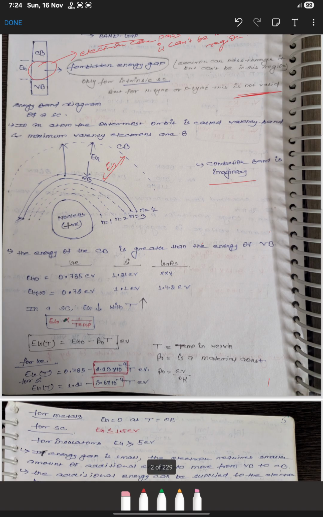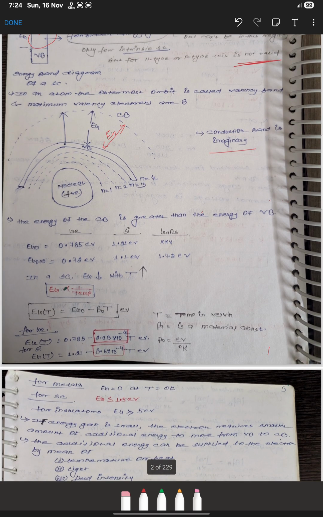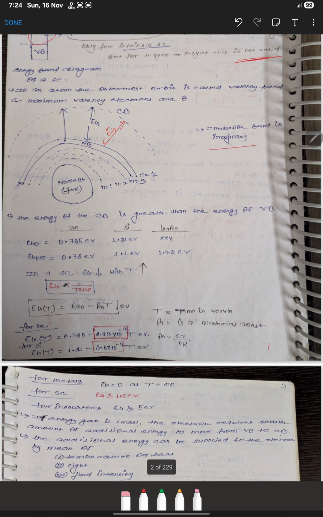Now let's see the factual values, found after experimenting with all this. So EG for germanium is 0.785 electron volt, for silicon 1.2 electron volt, for gallium arsenide let's not discuss for now. This is for EG at 300 Kelvin, that means at room temperature.